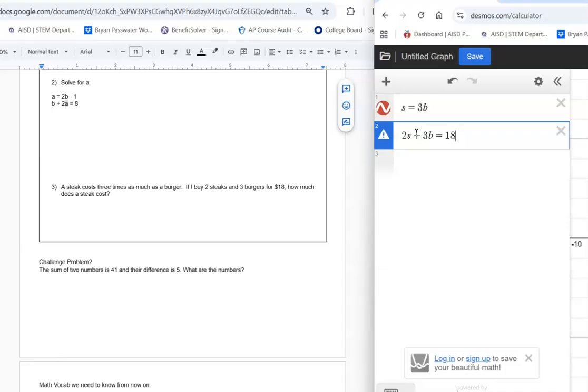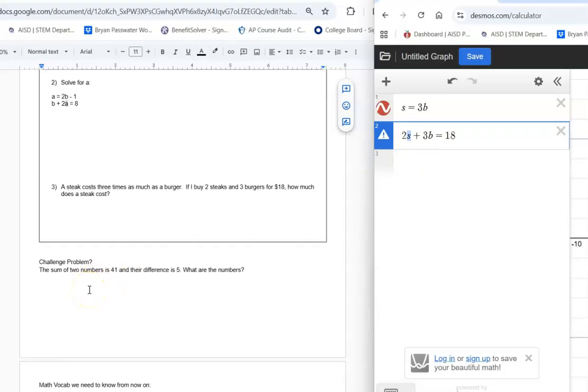I'd like you now to use what I taught you to solve for steaks, which is, notice it says S is 3b, and that means this S down here can get replaced with 3b. And you can solve for burgers, and after you get the burger value, you multiply times 3, and then that's the answer.